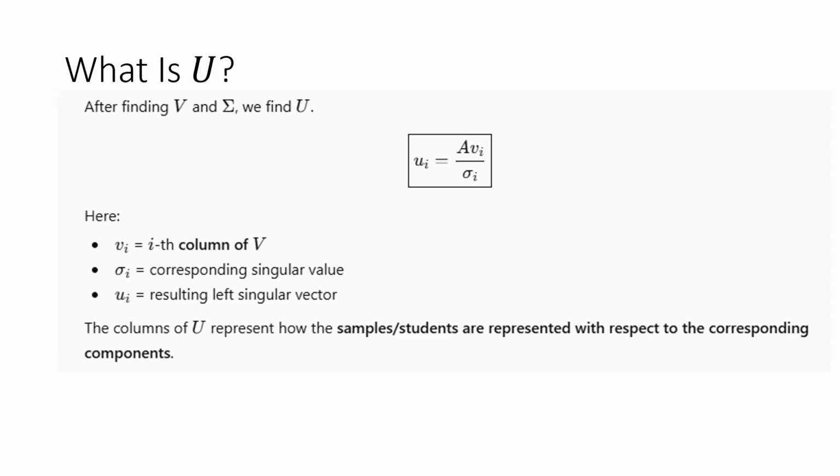The columns of U represent how the samples, here in our case students, are represented with respect to the corresponding components. Each column of U corresponds to how each student is related to this direction, or how each observation can be represented using the patterns that we have found. That is the meaning of U actually.